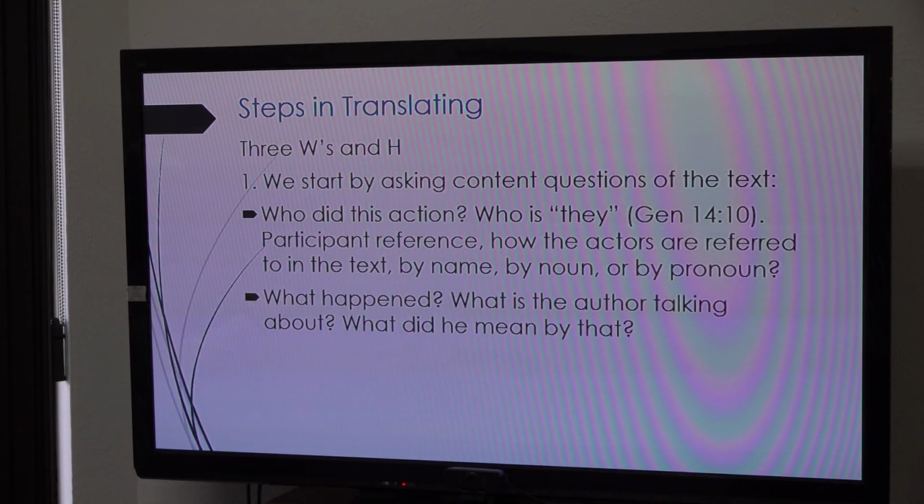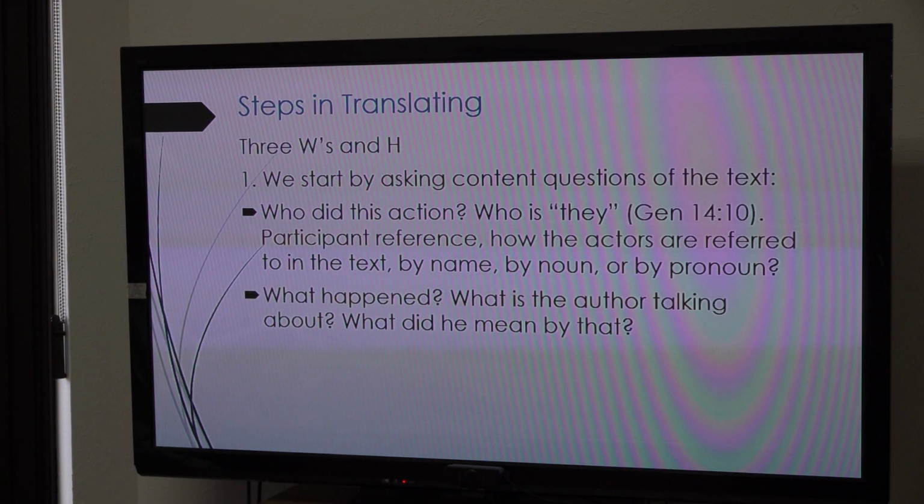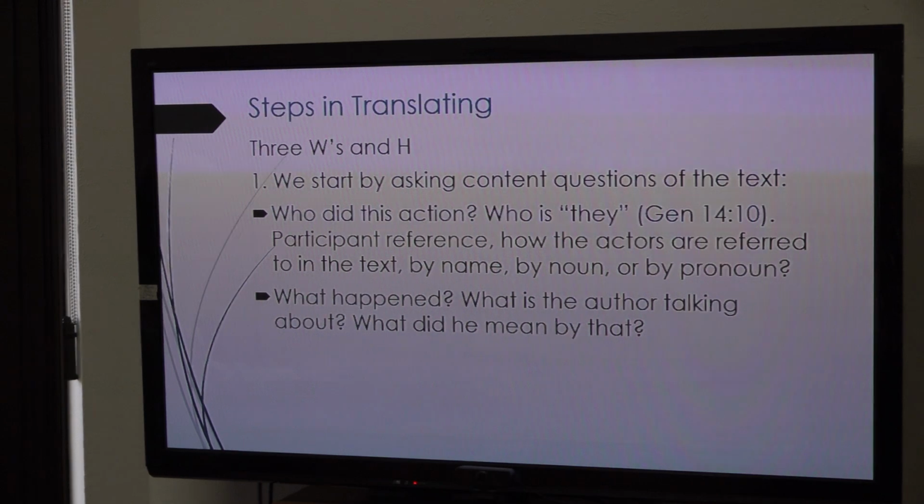What happened? What is the author talking about? What did he mean by that? So I asked myself, what is the author talking about, and what did he mean by that, with every verse that I read in the epistles by Paul? Paul is dense. I mean, his writing is very dense and very heavy, to the extent that in 1 Peter, the Apostle Peter said, the writings of Paul can be hard to understand. If it was hard for Peter, who was a native Greek speaker, how about us? Right? Okay.